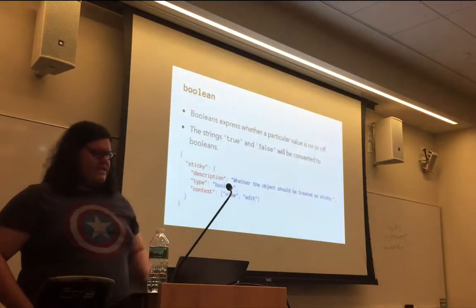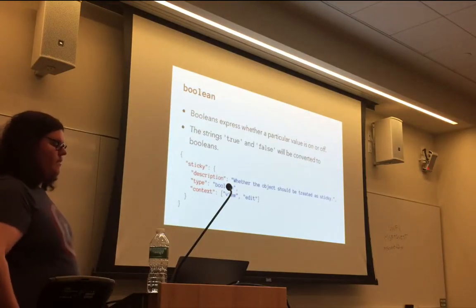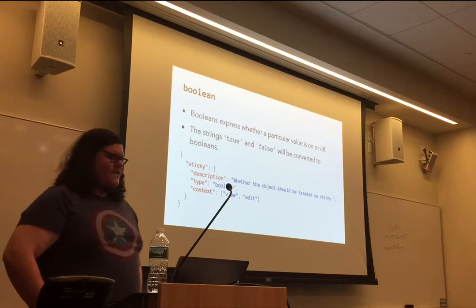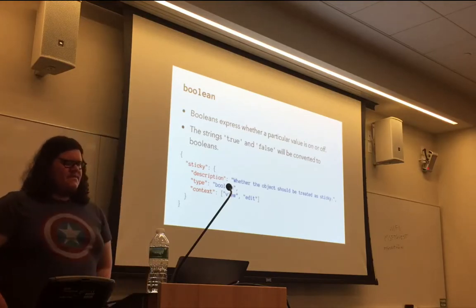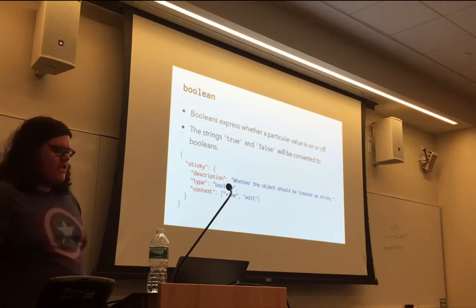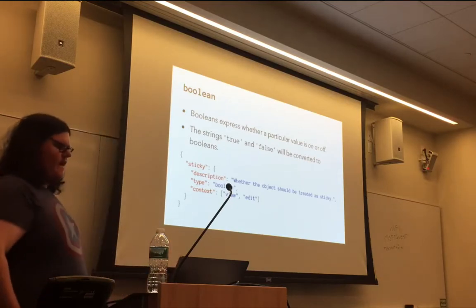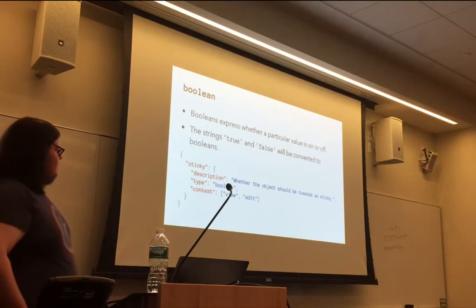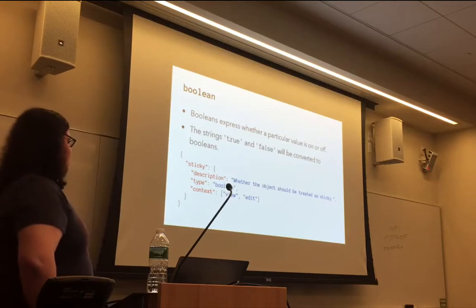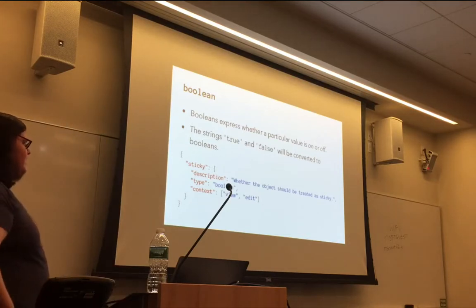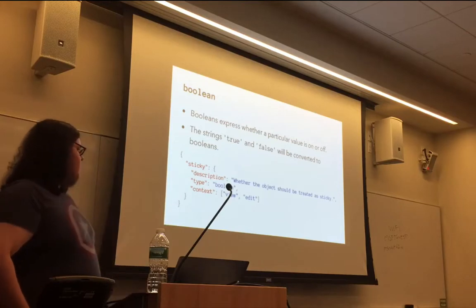So let's take a look at the Boolean type. Booleans express whether a particular value is on or if it's off. This corresponds to what you think of as true or false in PHP. And because PHP does not actually support passing real Boolean variables as request data, WordPress will accept the string values of true and false. So you can see an example here on the post endpoint. This is the sticky parameter, the sticky field, and it says whether a post is sticky or not. And it's described as a Boolean type.